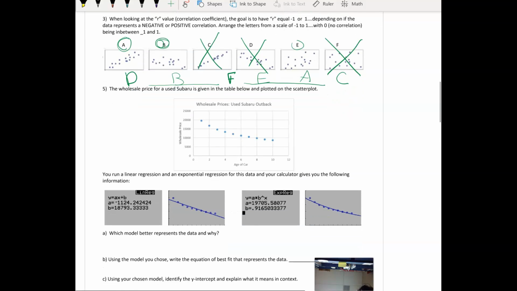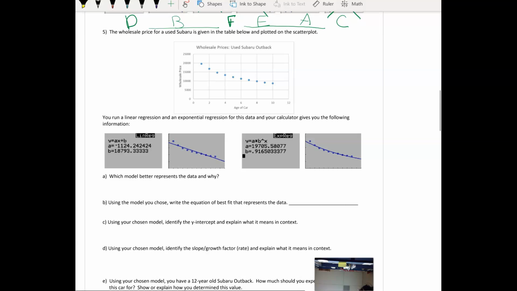All right, next question, similar to what was on your showcase of learning. The wholesale price of the used Subaru is given in the table below. So what they did is they ran the regression. You can see your linear and your exponential, and which model is better. I'm going to say the exponential. And again, why? Don't forget to answer that. It's just because the curve hits more points.